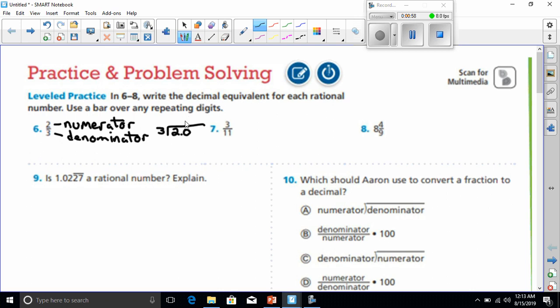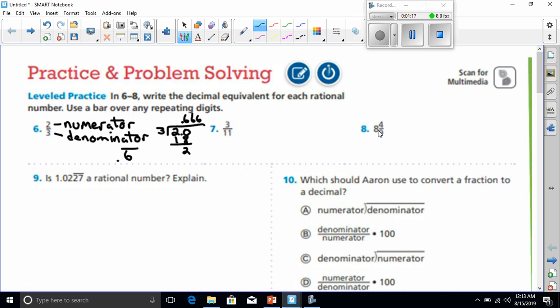Well, 3 goes into 2 6 times to give us 18. And then every time we get a remainder, it's going to be 2 again, which means 0.666 repeating, right? And we can write that out as a decimal by putting 0.6 with a line over it.